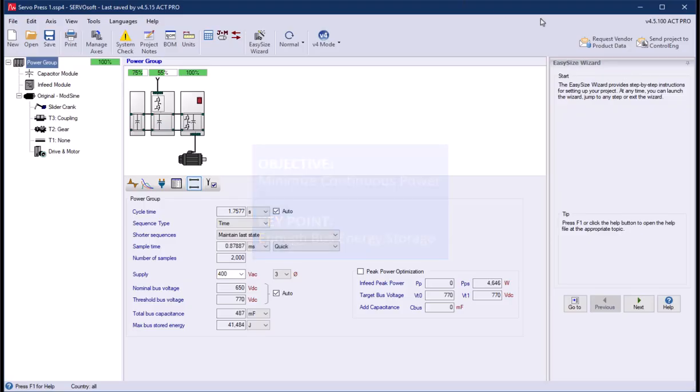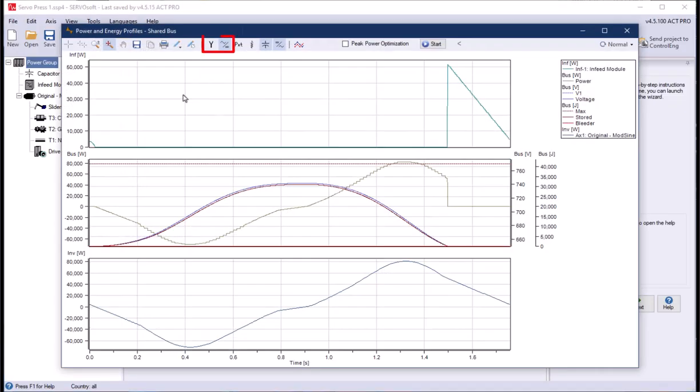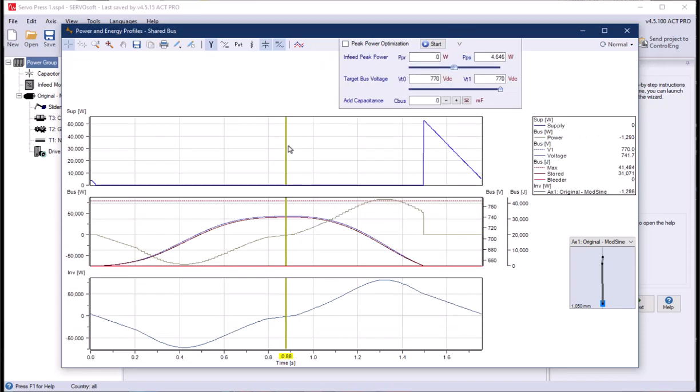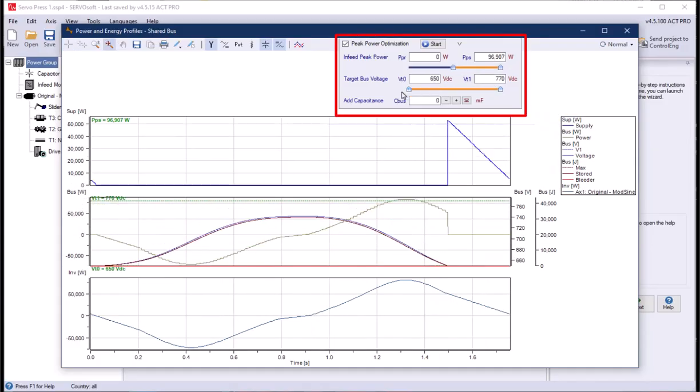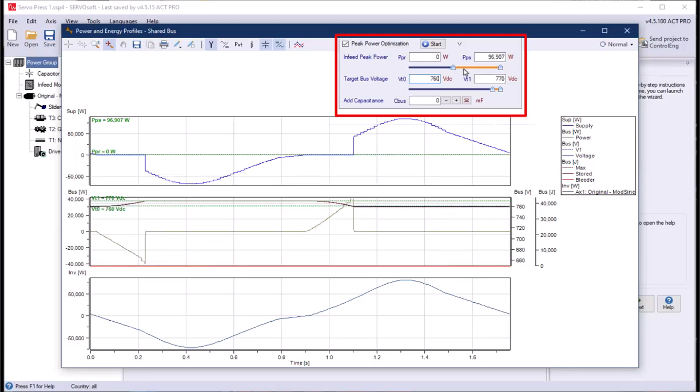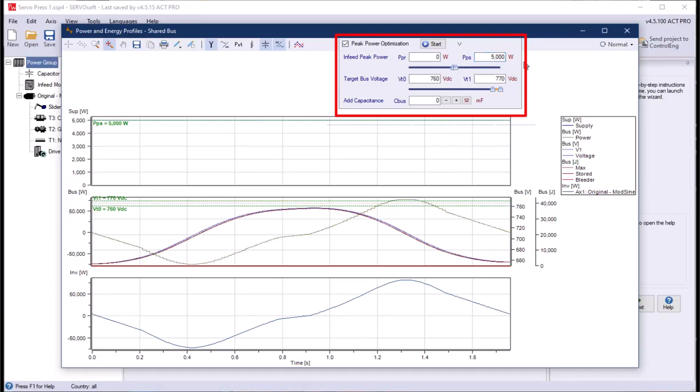Let's start by looking at the vertical press slider crank project chart. With no supply peak power optimization, the supply peak power is 53 kilowatts. By manually changing the peak power limits and target voltage limits, you can see how I can try and find a solution that works to minimize peak power. These variables can be sensitive, making it difficult to find the ideal combination. But SERVOsoft has a button for that.